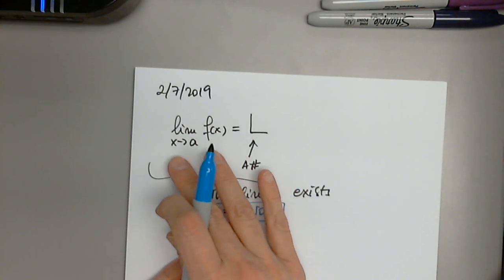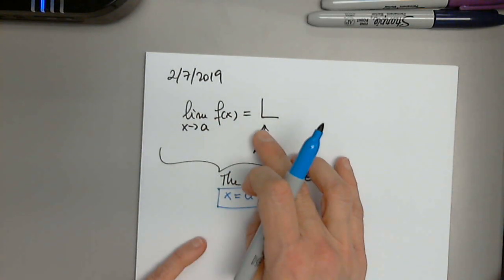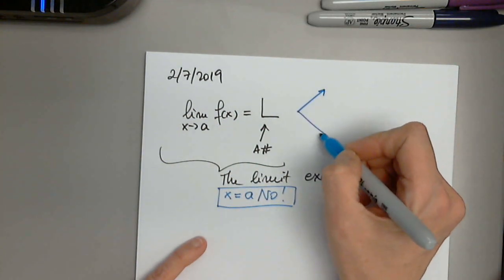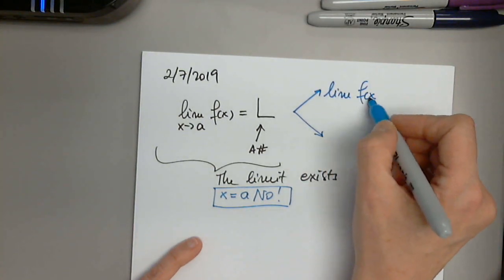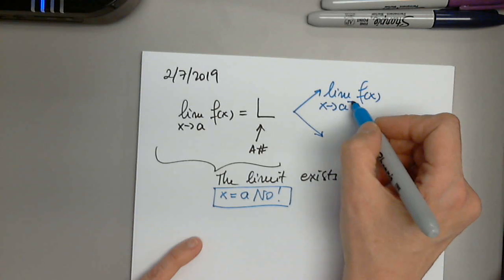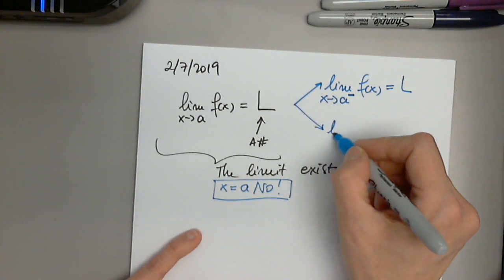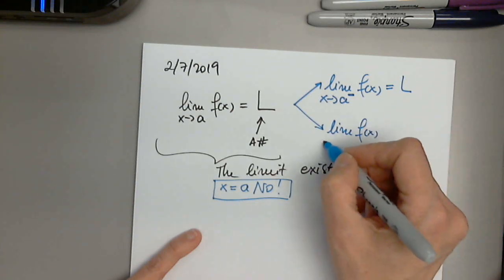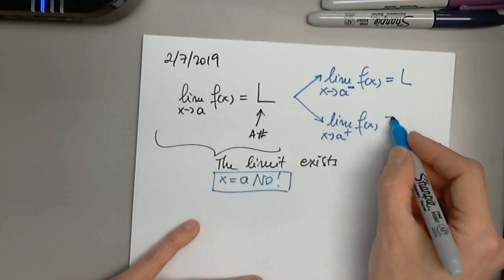So when we write that the limit of f of x as x approaches a from either side is L, we mean two things. We mean that the limit of f of x as x approaches a from the left is L. And we mean that the limit of f of x as x approaches a from the right is also L.